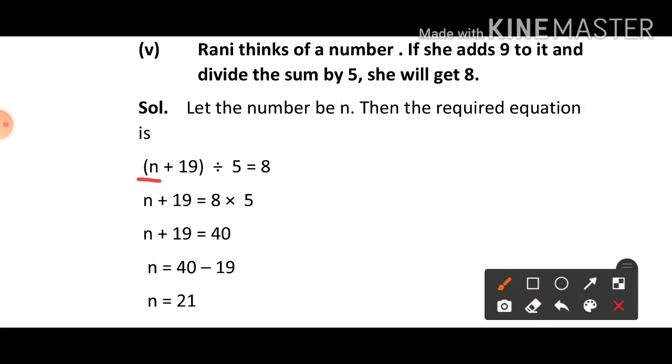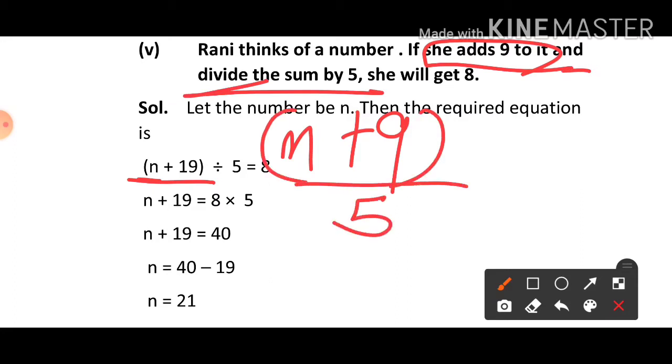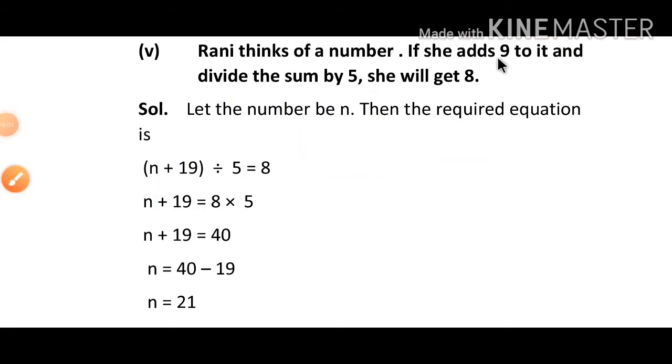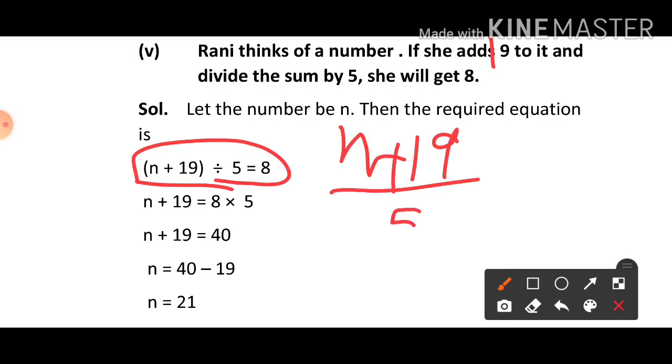So this can be written as n plus 19. It means she adds 19 to it, so n plus 19. And divide the sum by 5, she will get 8. So it is 19 only; by mistake here it is written as 9, it is 19 only. So if she adds 19 to n and after that divides by 5, you will get the answer 8. So n plus 19 divided by 5 is equal to 8.